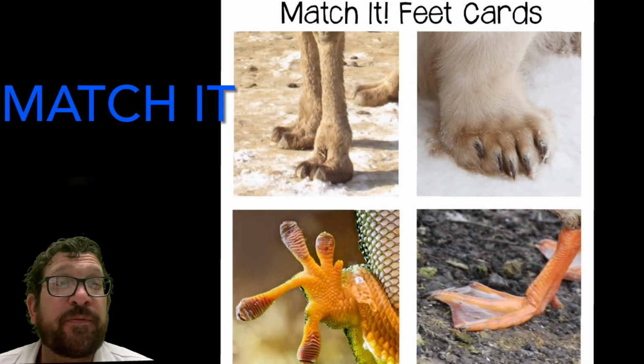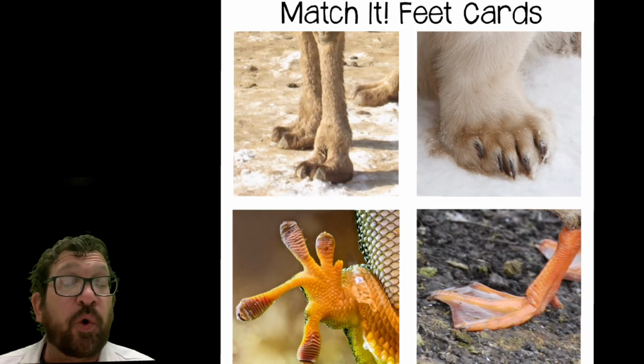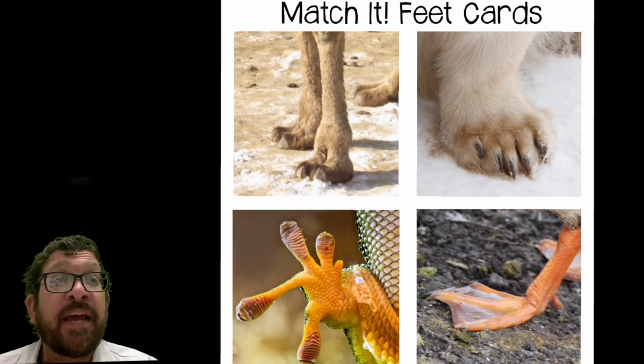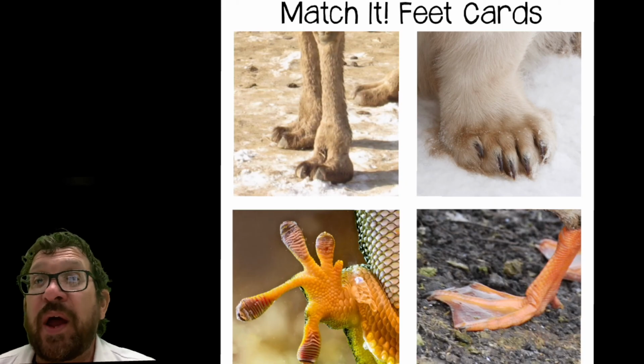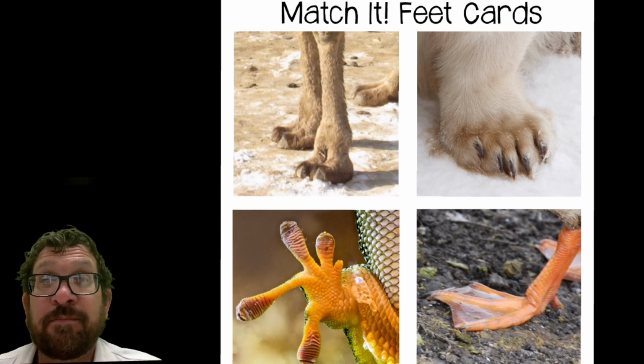Match It is the 4th folder, and you are going to look at the feet of 4 different organisms, a camel, polar bear, gecko, and duck, and you will explain why each foot is adapted perfectly for that animal's environment. Be sure to look at the 4 environment pictures as well and describe what is in that environment that best is matched for the feet of these organisms.